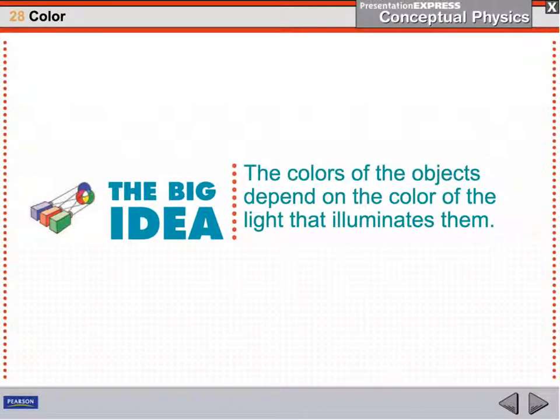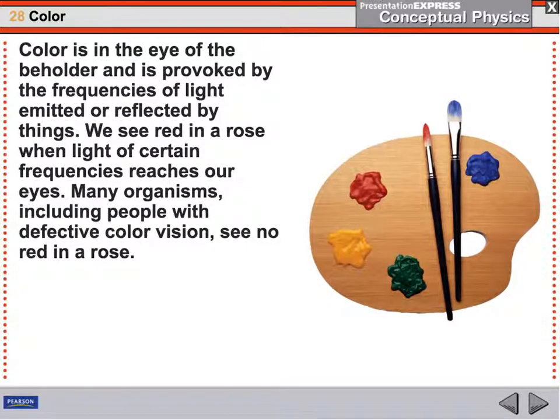All right, we're starting our notes on color. The colors of the objects depend on the color of the light that illuminates them. Color is in the eye of the beholder and is provoked by the frequencies of light emitted or reflected by things. We see red in a rose when light of certain frequencies reaches our eyes. Many organisms, including people with defective color vision, see no red in a rose.